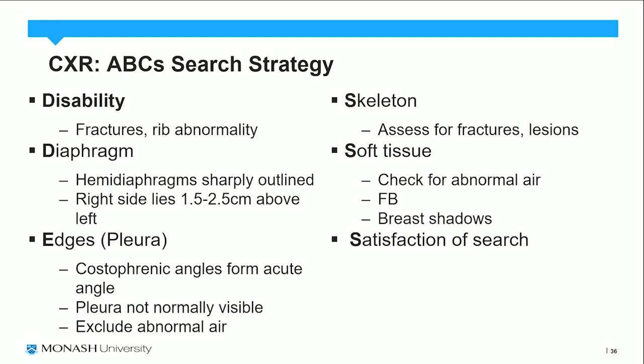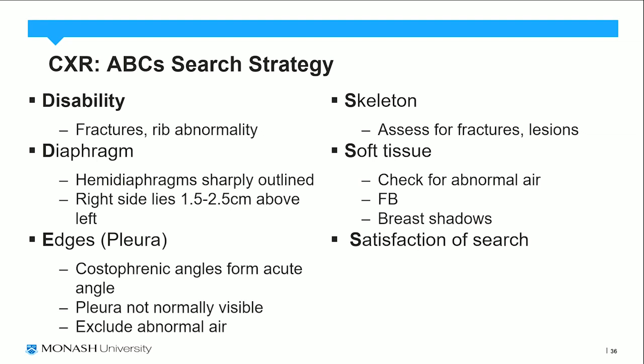So look at the diaphragms, they should be sharply outlined. The right side normally lies above the left side because of the liver, but it should not be greater than 2.5 centimeters when compared to the left. In the edges, you want to look at the pleura. The costophrenic angle should be nice and acute.